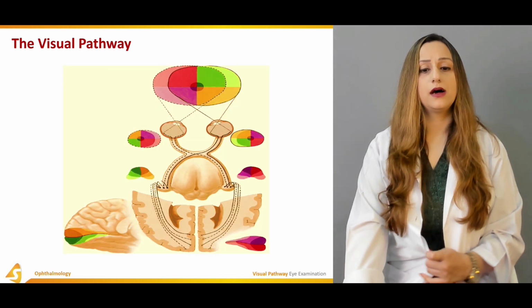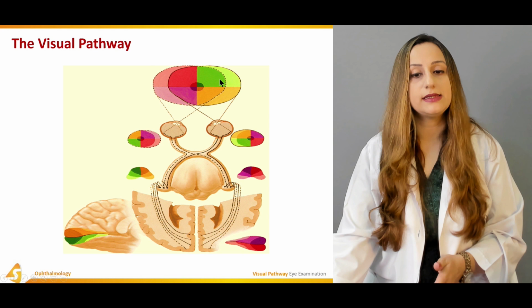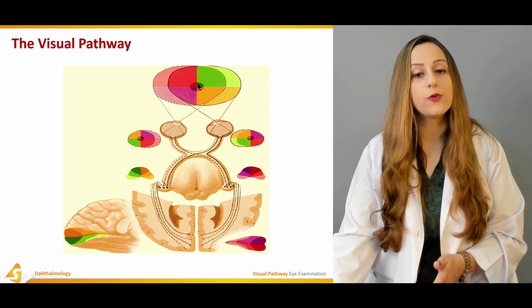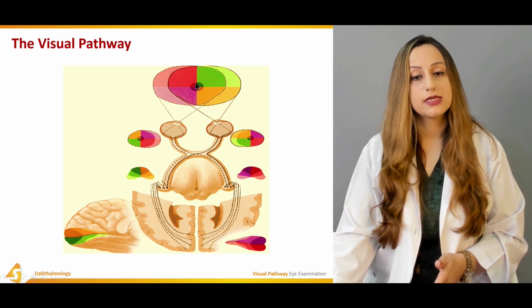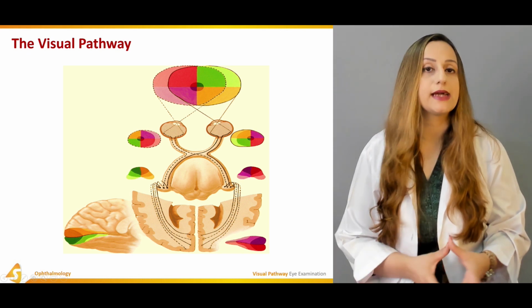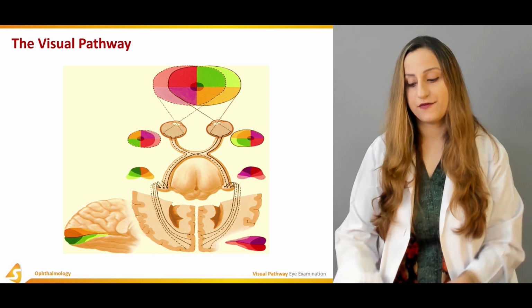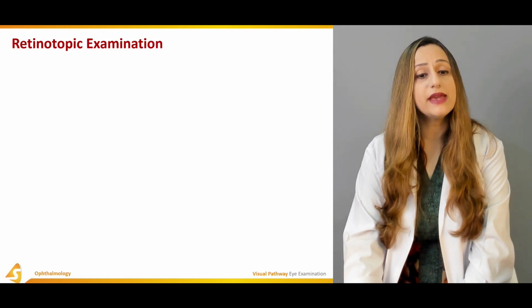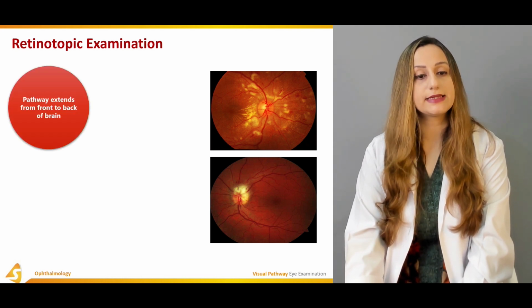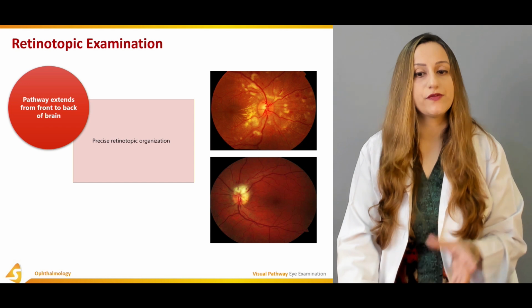So this is the normal visual pathway that we've already discussed. These colors are showing the nasal as well as the temporal zones of the visual fields. And then in the center, we have this macular region. If there is any defect found in this region, that is going to indicate that the macula of that respective eye is affected in a particular way. Then we have the retinotopic examination observed in these patients. The pathway extends from front to back towards the brain. There is a precise retinotopic organization of these vessels.